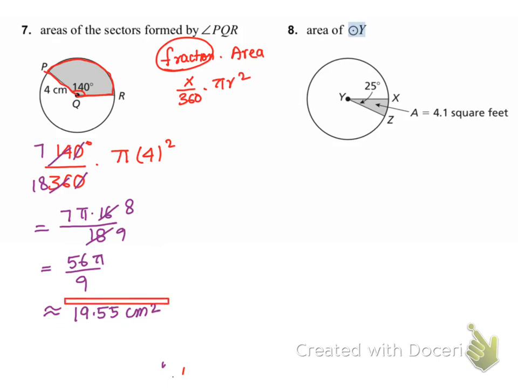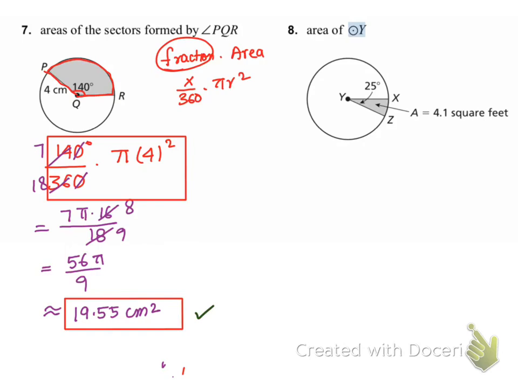That's your answer. So keep in mind here you don't have to do the cross cancellation, but if you have a calculator, because you're supposed to use a calculator, you simply plug in this value and type it in your calculator, you get 19.55 centimeters square. All right, let's move to question number 8.